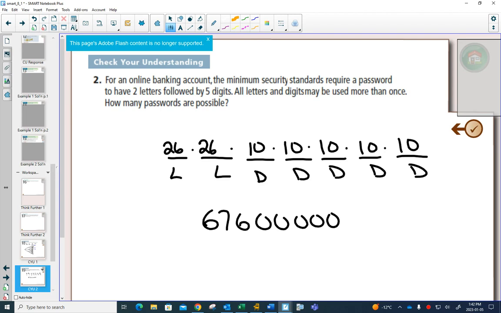To list them all? There is a way to list them all. It just takes a very long time. You could make a tree diagram. Do you know what the tree diagram would look like? 26 branches off the first one. A, B, C, D, E, Z. And then off of the A, you have 26 off of that one, right?